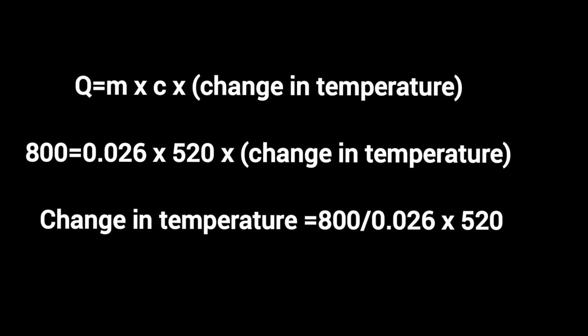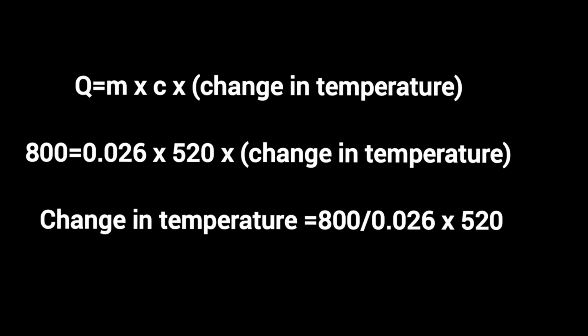Like I said before, you have to collect your data and see what you have first. So the amount of heat energy is 800 joules. The initial temperature is 30 degrees Celsius. The specific heat capacity is 520 joules per kilogram degrees Celsius. We don't have the final temperature. This is what we're looking for. But as you can see, we have our mass, which when converted is 0.026 kilograms.